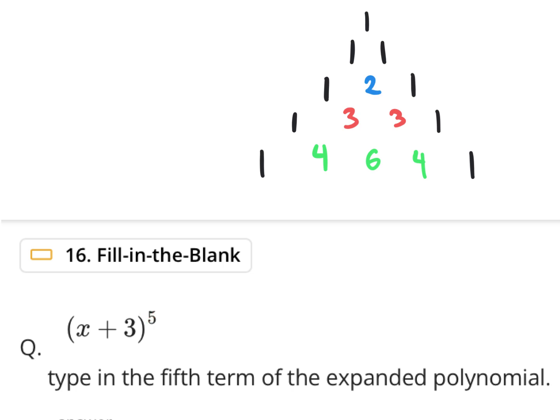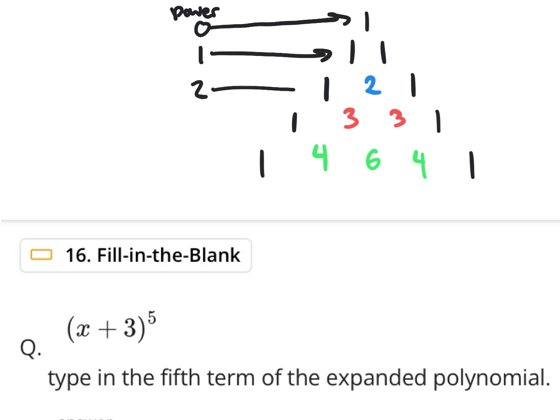So what do we have here? You begin with the power of 0. Anything to the power of 0 is 1. Power of 1, you're going to have that row. Power of 2, you're going to have that row. Power of 3, that row. 4, that row. So we need one more.